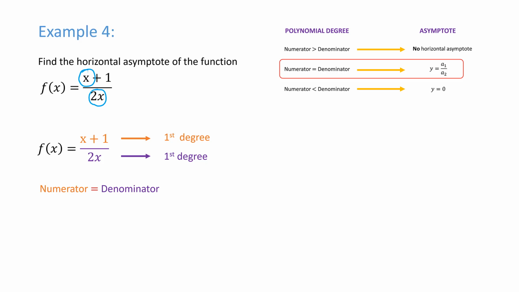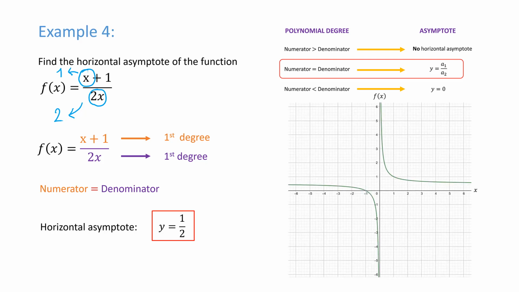That in this case is only one term. So the coefficient of x is 1, and the coefficient of 2x is 2. That means that the asymptote of this function is at 1 over 2, y equals 1/2. If we see the graph of this function, we see that in fact the horizontal asymptote is at y equals 1/2. Let's see our last example.